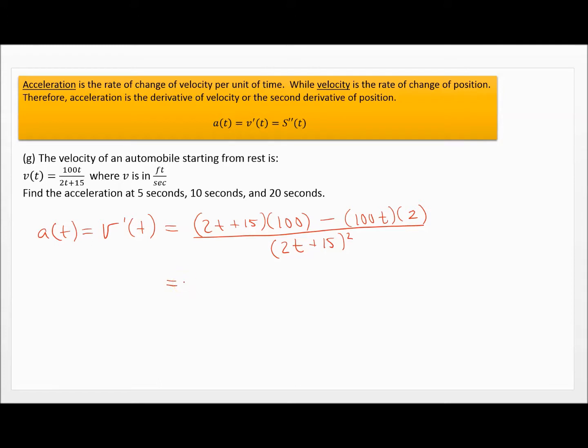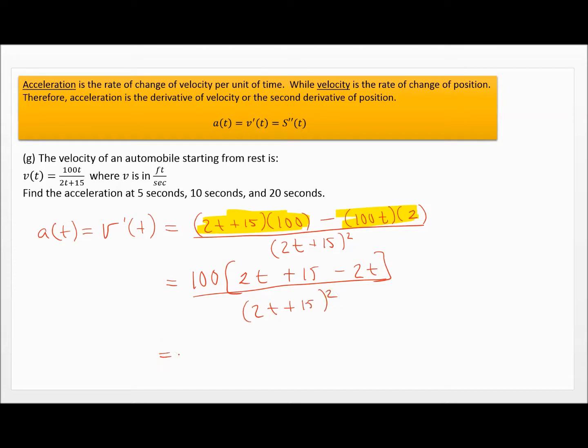Now, one thing you can do to simplify, most people just want to distribute. But y'all, if you can factor out a greatest common factor, that's the way to go. So notice, look. Here are your terms. This is a single term for the moment, and this is a single term. What do those terms have in common? Well, they both have a 100, right? So I'm going to pull the 100 out, and that's going to give me 2t plus 15 minus, now remaining after I pull off that 100 on the second term is 2t. Okay? That's divided by 2t plus 15 squared.